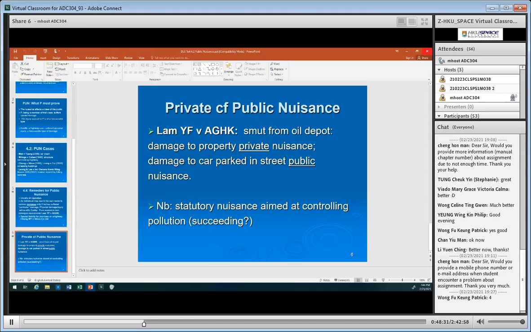Okay, so there you are. Smut from an oil depot, damage to property itself, you can sue in private nuisance. If your home was coated in the oil, that would pretty well be property damage. But damage to your car parked in a street, your claim would be in public nuisance. So that's just comparing and contrasting the two. Okay, everybody, so that's our review of nuisance.